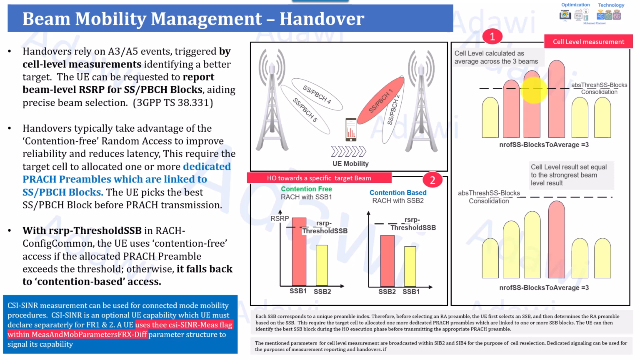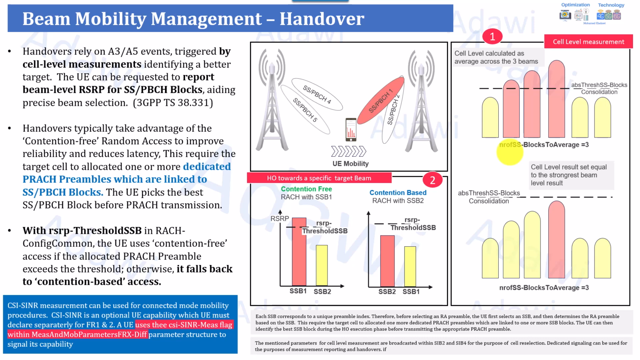But what if the user was not configured with either of these two parameters as cell level measurement information, or none of the beam level measurements exceed this particular threshold, as in the second example? First of all, maybe these parameters will not be delivered to the user at all, or maybe none of the beams will achieve the threshold. In this example, just the strongest beam will be selected and considered as the cell level measurement, and this will be included in the measurement report sent from the UE towards the gNB.